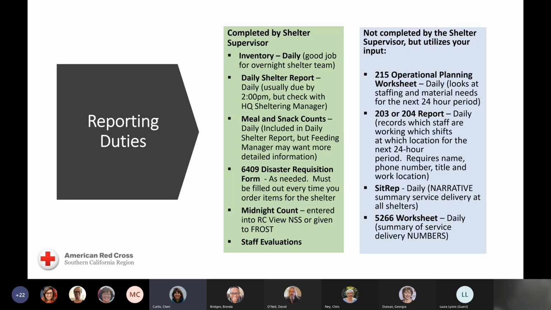Okay, so those things roll into 215, which has to do with staffing and materials that are needed over the next 24-hour period. The 203, which is also a staffing record, and it will go into the IAP situation report. This is put in by your headquarters sheltering lead. And the 5266 also pulls the numbers from your daily shelter report.